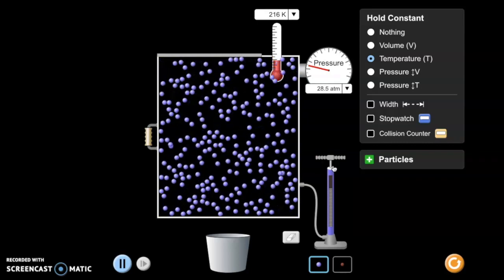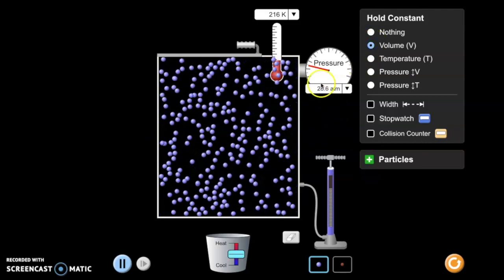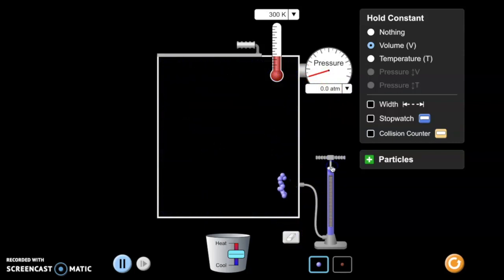Now there is one more. If we go ahead and keep volume constant, and we want to keep that pressure constant, let's go ahead and get rid of some of these particles. Let's get a few particles in there. Again, let's keep that volume constant. We want to keep the pressure constant. So we'll maintain right around 2 to 3 atmospheres.